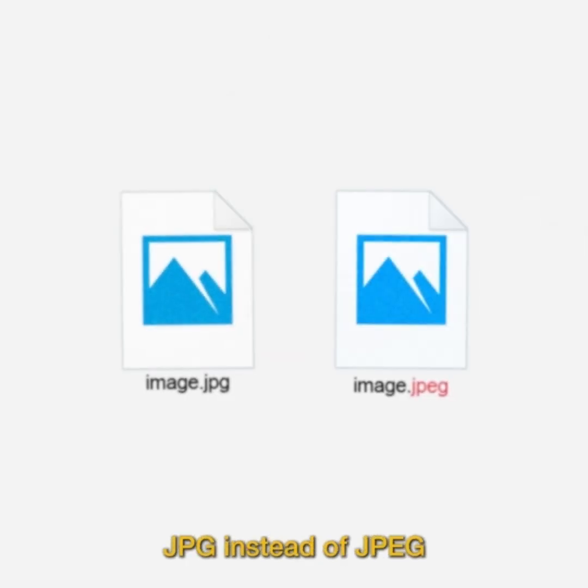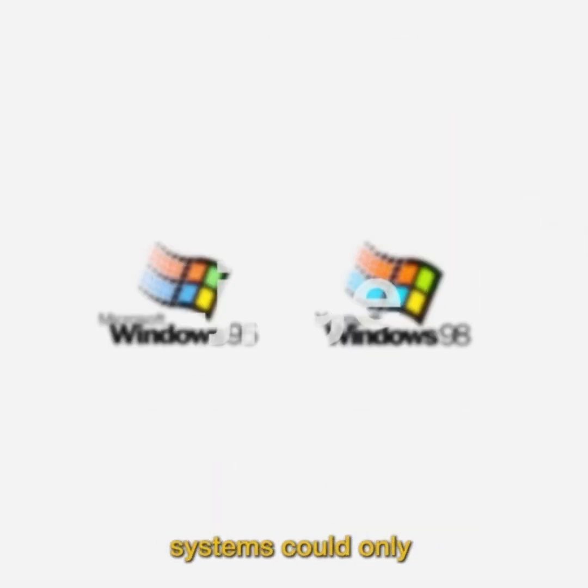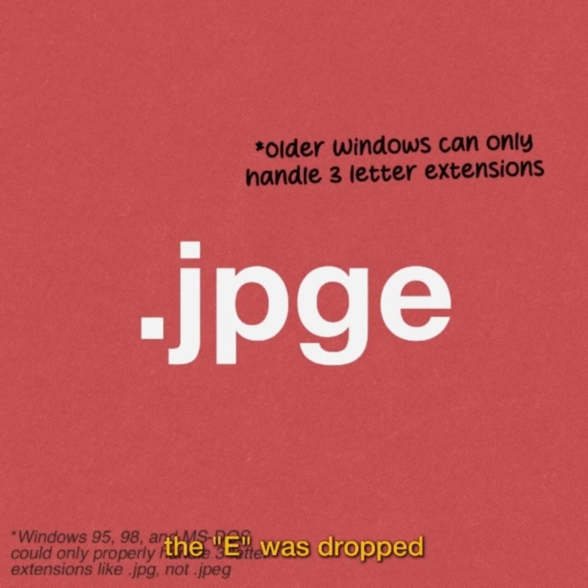JPEG, also written as JPG, stands for Joint Photographic Experts Group. These are the same format. The reason you sometimes see JPG instead of JPEG is that older Windows systems could only handle 3-letter file extensions, so the E was dropped.